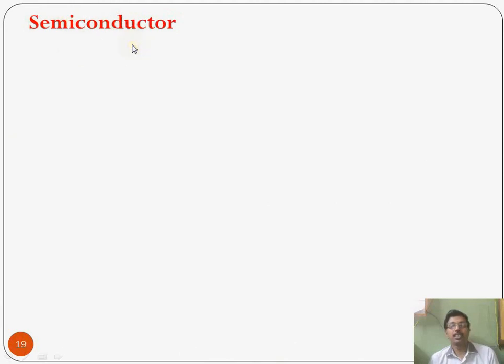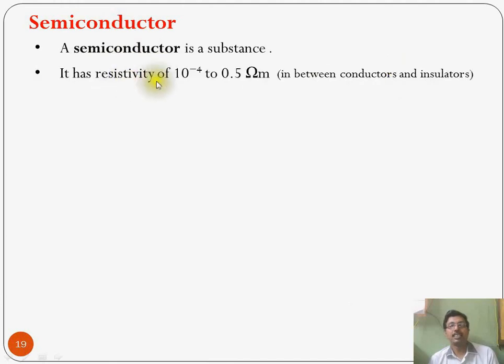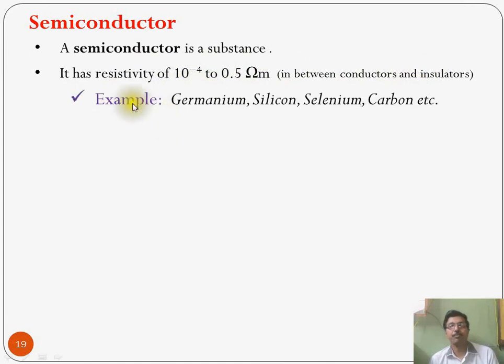Let me see what a semiconductor is. Actually, a semiconductor is a substance that has a resistivity of 10 to the power minus 4 to 0.5 ohm meter. That is, its resistivity lies between a conductor and an insulator. This resistivity is less than an insulator, but greater than a conductor. Examples of semiconductors are germanium, silicon, selenium, and carbon.